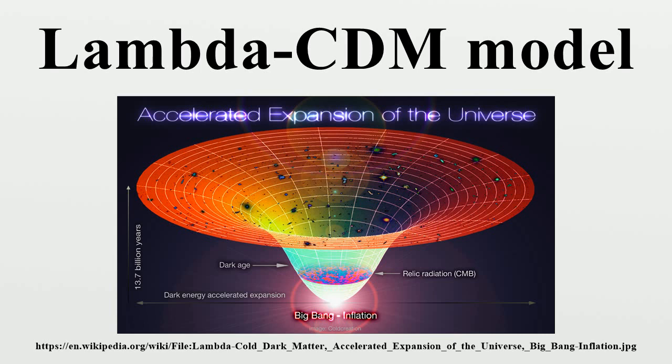In 2000, the Boomerang microwave background experiment measured the total density to be close to 100% of critical, whereas in 2001 the 2dF Galaxy Redshift Survey measured the matter density to be near 25%. The large difference between these values supports a positive lambda or dark energy.